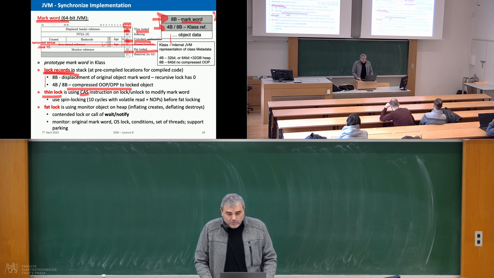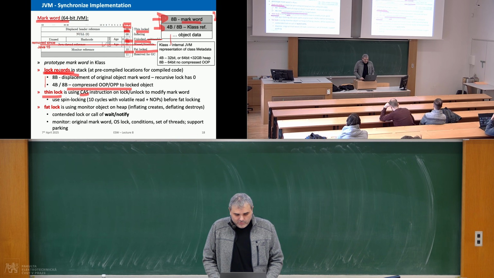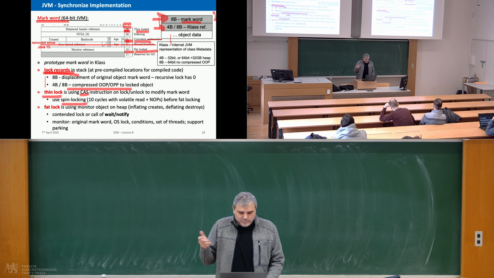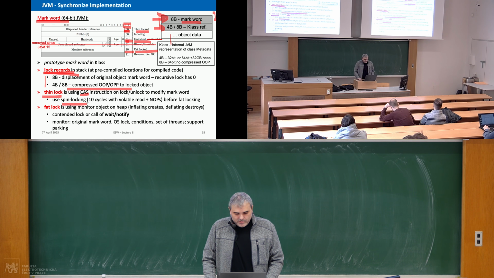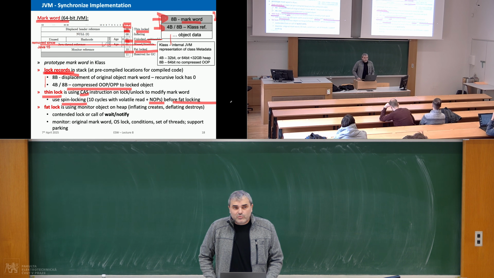There are also these lock records filled inside the code, but that's not important in our case. If it fails, it internally uses a spin locking mechanism, some cycles. It depends on the implementation of the virtual machine, also on the version. It could be 10, it could be more, using no-operations to wait some time before it converts the locking mechanism on that object into fat locking mechanism, because that is more complex.